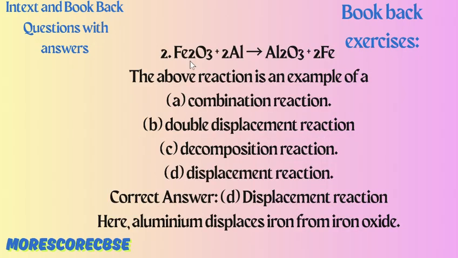Next, Fe2O3 plus aluminium giving aluminium oxide plus iron. So what is this example? It is an example for a displacement reaction. See here, the iron is displaced by aluminium.